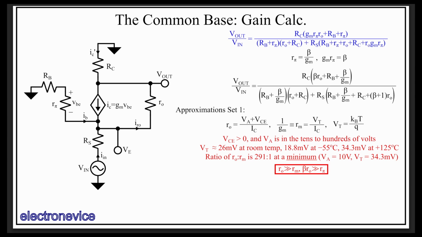For example, at negative 55 Celsius, the thermal voltage is about 18.8 millivolts, and at positive 125 Celsius, it's 34.3 millivolts. So almost a factor of 2 difference, but over the wide automotive temperature span. As a result, RO is always much larger than RM, and thus beta RO is much larger than RPi.